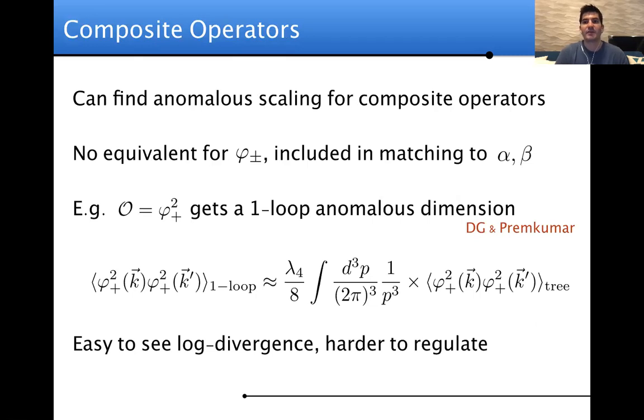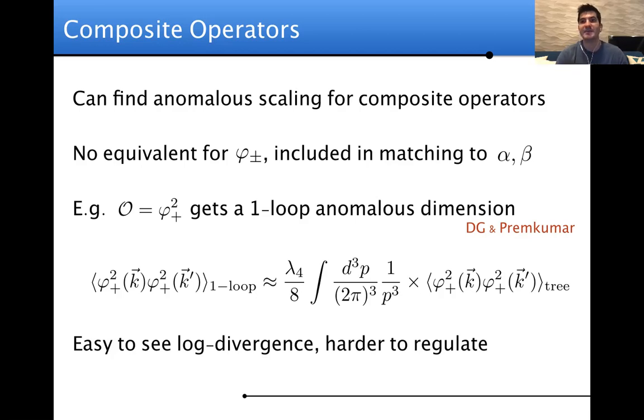Now this doesn't mean that massive theories lack any interesting dynamics. It just pushes the interesting behavior to composite operators. In particular, we can still get anomalous dimensions for composite operators, like the phi plus squared interaction. For example, if we look at the one loop correction to the phi plus squared 2-point function, one finds something that looks like this familiar d3p over p cubed divergence.